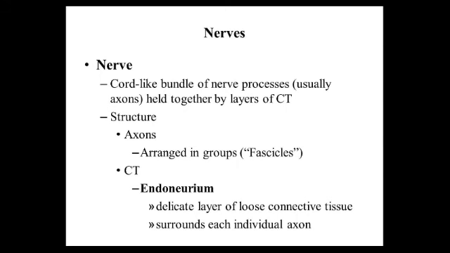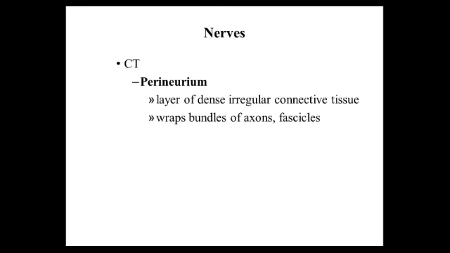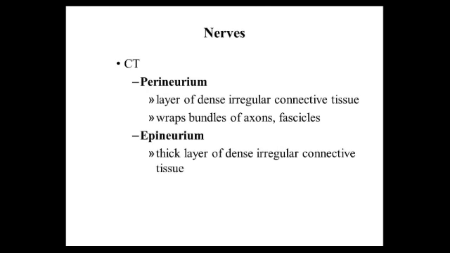Then surrounding the fascicle is going to be perineurium. Good. It's going to wrap around the fascicle. And then surrounding the entire nerve is a layer of connective tissue called epineurium. There you go. Now you're starting to see the pattern. Dense irregular connective tissue surrounding the entire nerve.